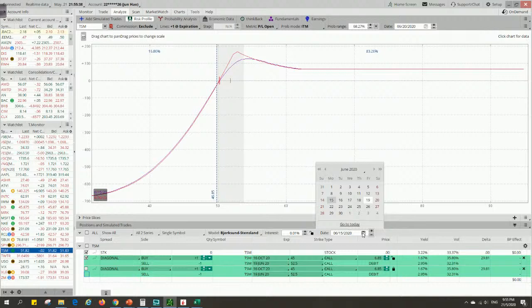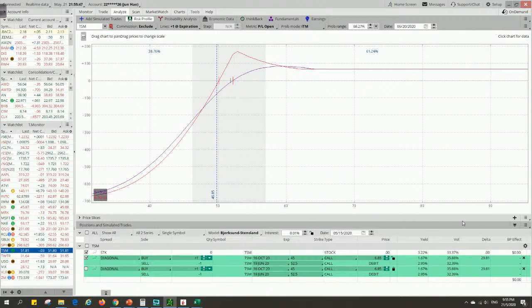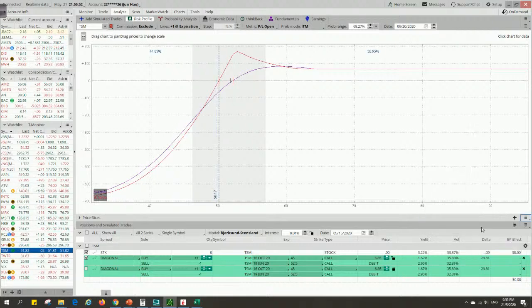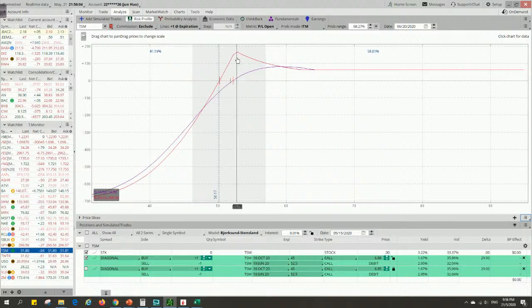And let's look at today. And then again, always set your line to break even. So you can see our break even for this case would be at $50. And likewise, you can see that this is what I mean previously when I say the ideal diagonal spread. All right. So an ideal diagonal spread will result in this.